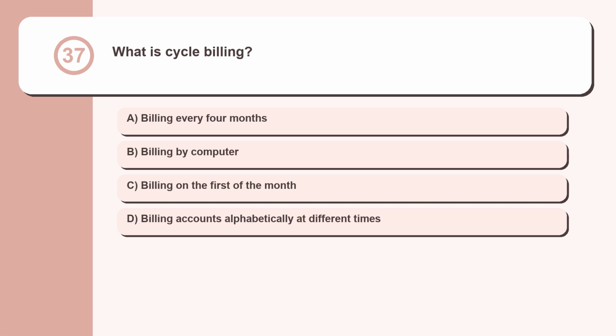Question 37. What is cycle billing? Here are your options. Option A. Billing every 4 months. Option B. Billing by computer. Option C. Billing on the first of the month. Option D. Billing accounts alphabetically at different times.